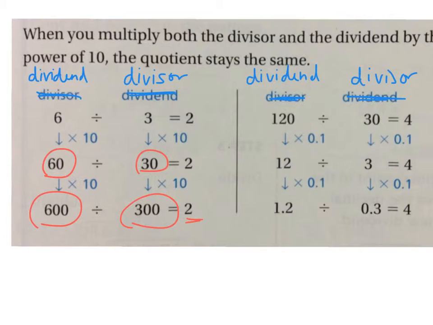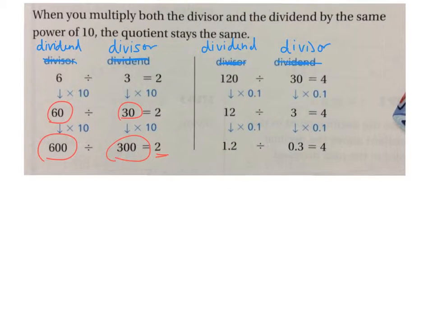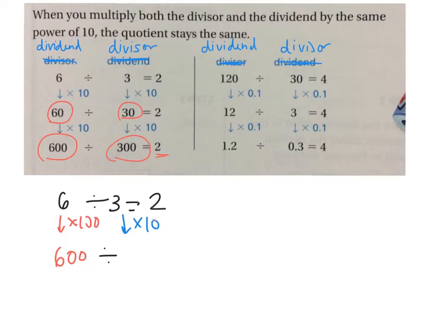Let's examine that a little closer though. What happens if I don't multiply them by the same power of 10? What if I have 6 divided by 3 equals 2? Now, if I multiply my dividend by 100, what do I get? 6 times 100 is 600. And then if I multiply my divisor by a different multiple of 10, let's say by 10, I get 30. Will I still get the same quotient? No. What's 600 divided by 30? 20. So in order to have my quotient stay the same, I must multiply both the divisor and the dividend by the same power of 10.